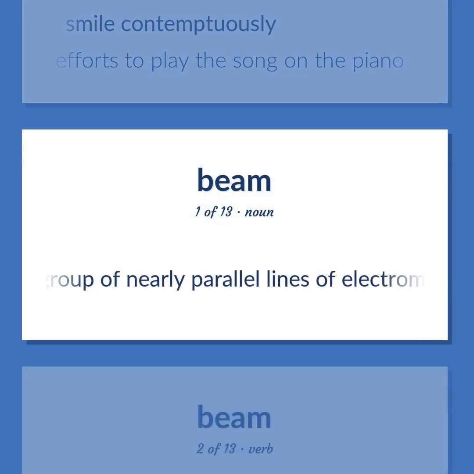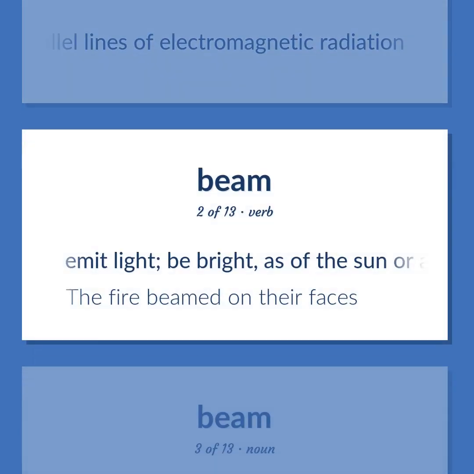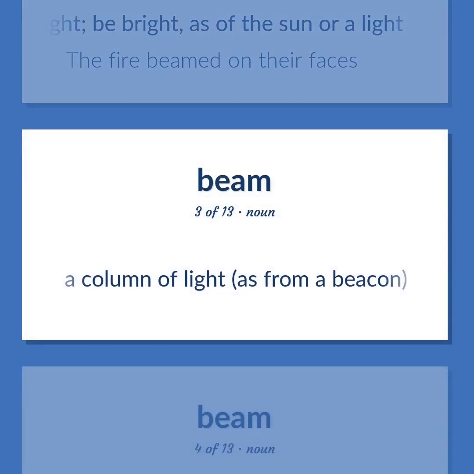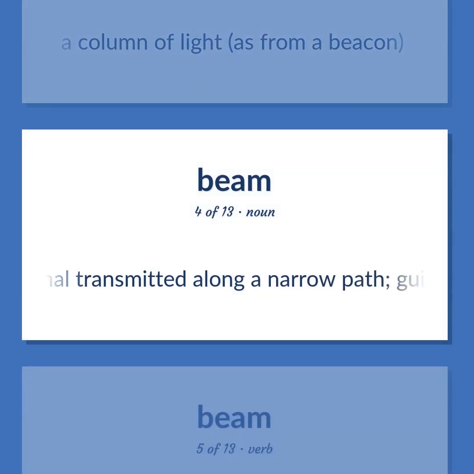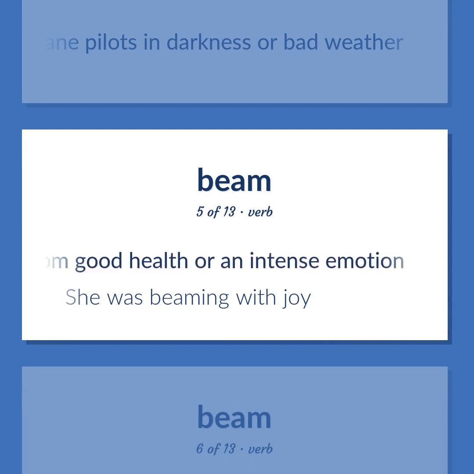A group of nearly parallel lines of electromagnetic radiation. Emit light. Be bright, as of the sun or a light. The fire beamed on their faces. A column of light, as from a beacon. A signal transmitted along a narrow path. Guides airplane pilots in darkness or bad weather. Experience a feeling of well-being or happiness, as from good health or an intense emotion. She was beaming with joy.